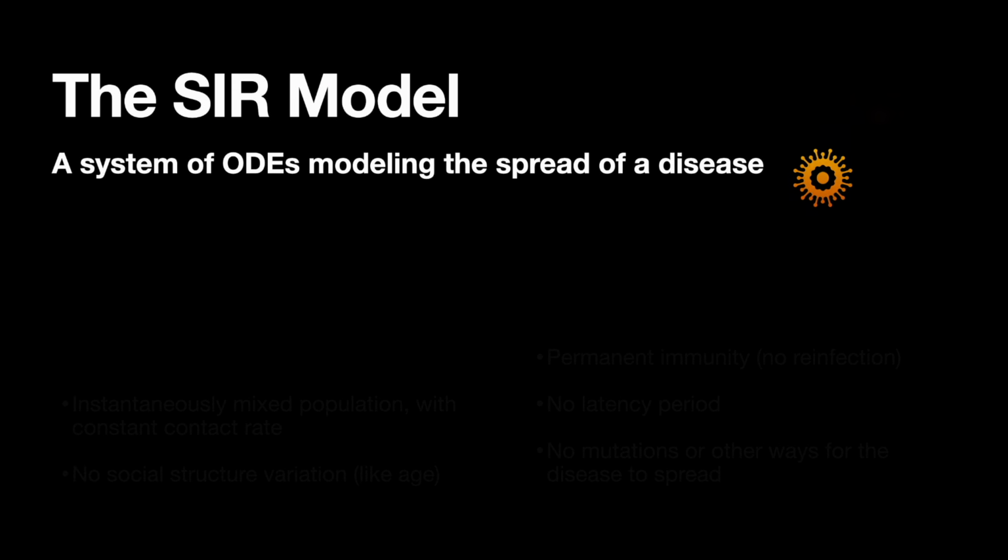In this video, we're going to look at the SIR model, which is a classic set of ordinary differential equations used to model the spread of a disease in a population. We'll see in a minute why it's called SIR. But this is essentially like a toy model for the spread of a disease.